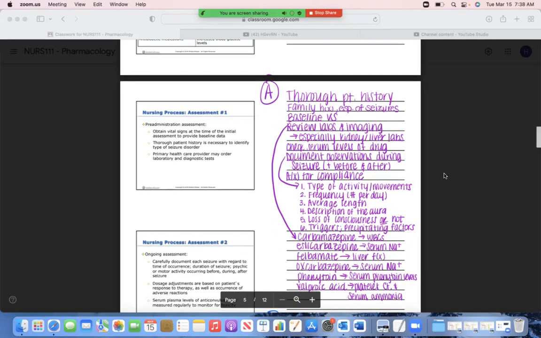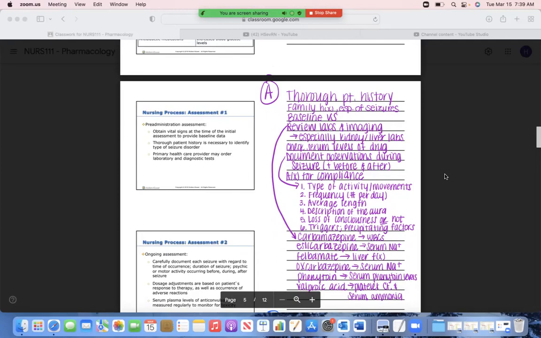Assessment. We want to get a thorough patient history. We want the family to tell us about the seizures, right? We want the family to give us a really good description of what's been going on, specifically type of activity, the movements, how often the seizures are, how long the seizures are, if the client knows that the seizure is coming on, and if so, what is that aura experience like for them? Do they lose consciousness or not? Do they have triggers or precipitating factors that make them seize?